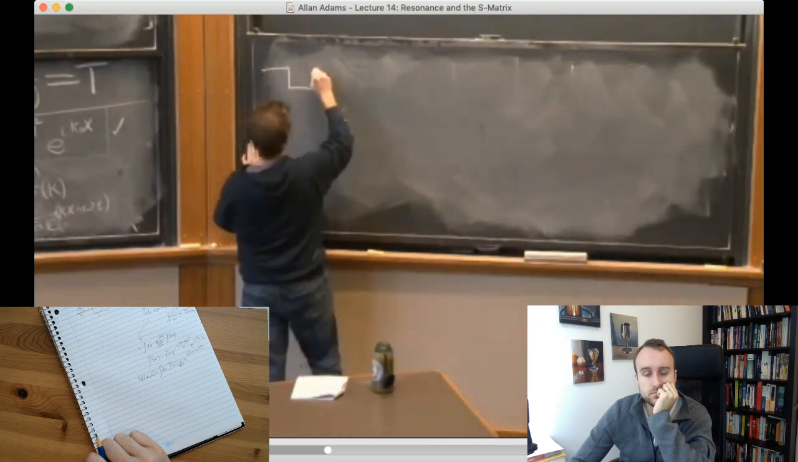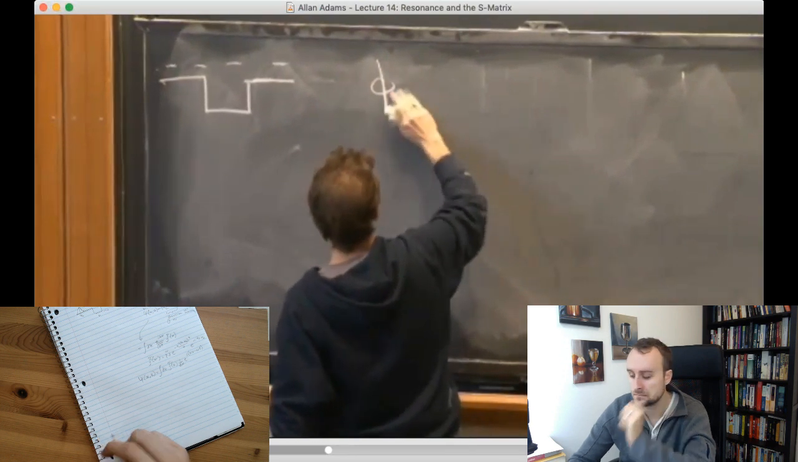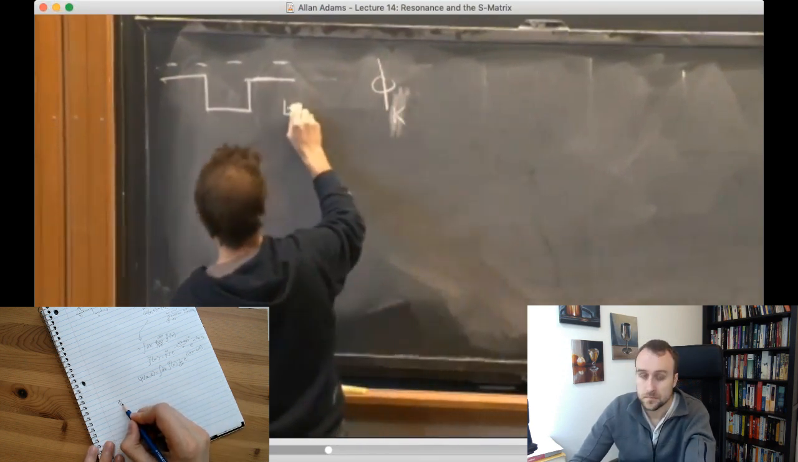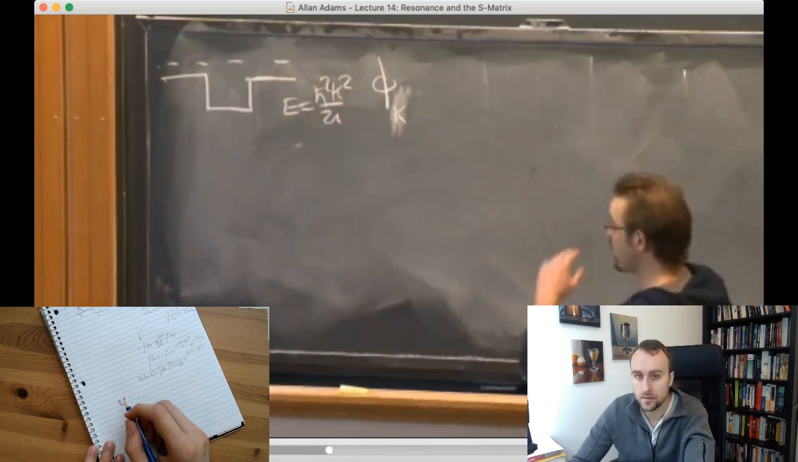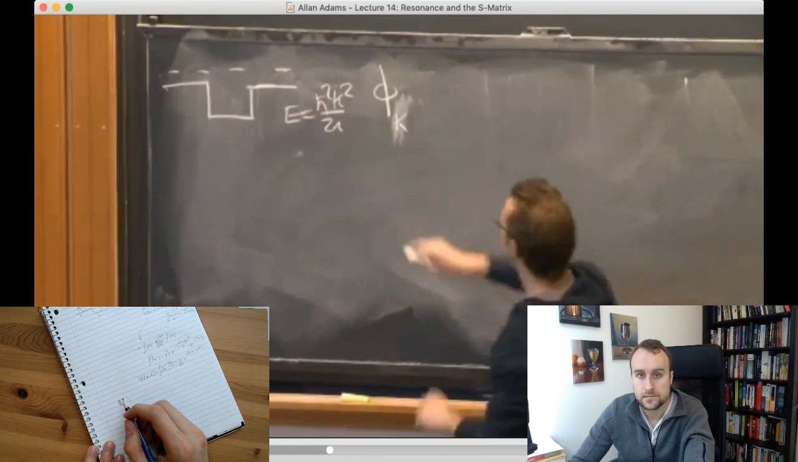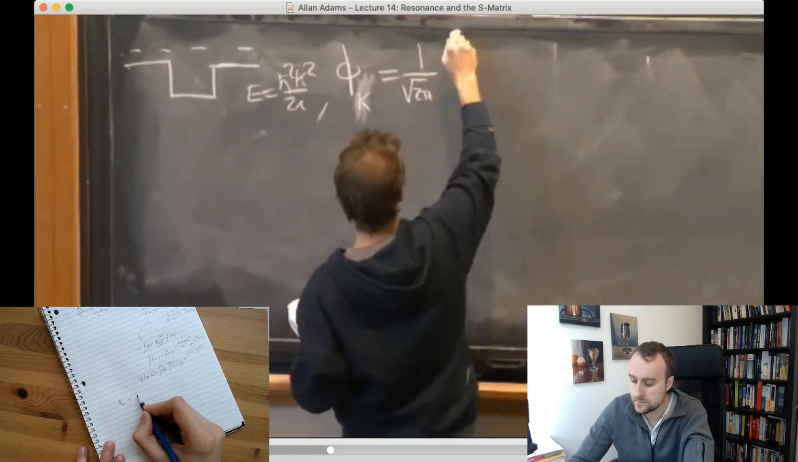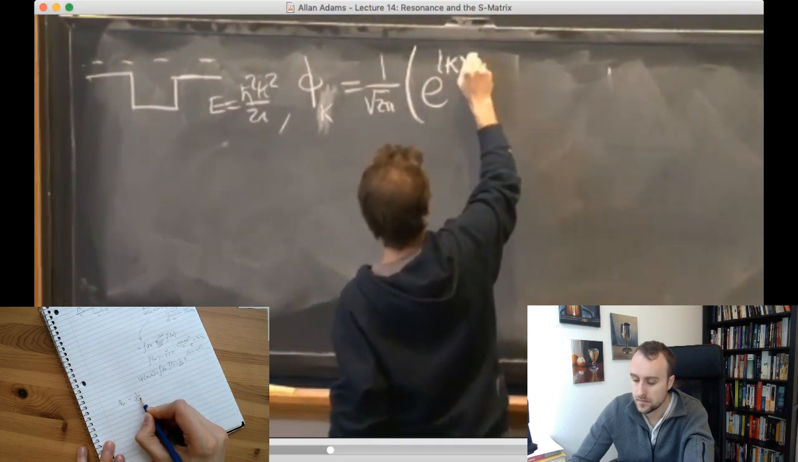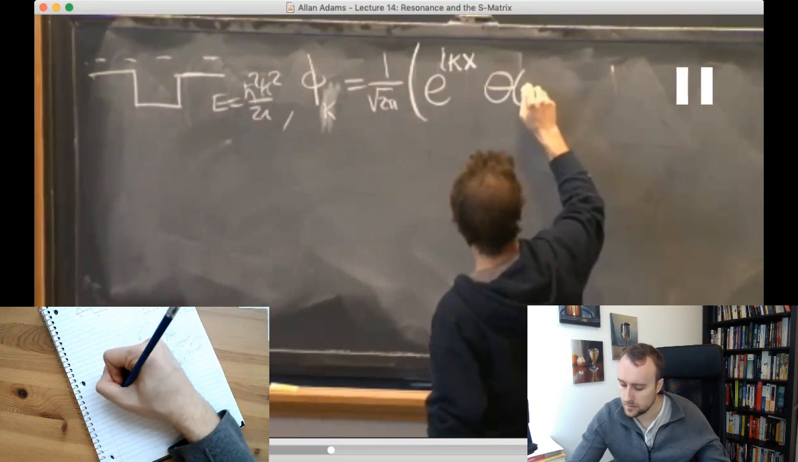For the square well and positive energy scattering states, the energy eigenstates, which I will label by k, with E equal to h-bar squared k squared upon 2m, where k is the wave number asymptotically far away from the potential, I can write as 1 over root 2 pi times e to the ikx when we're on the left-hand side, which is equivalent to multiplying by theta.